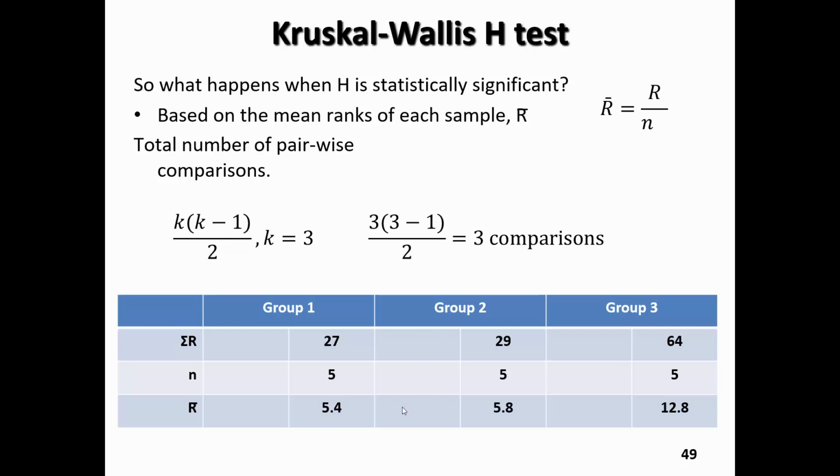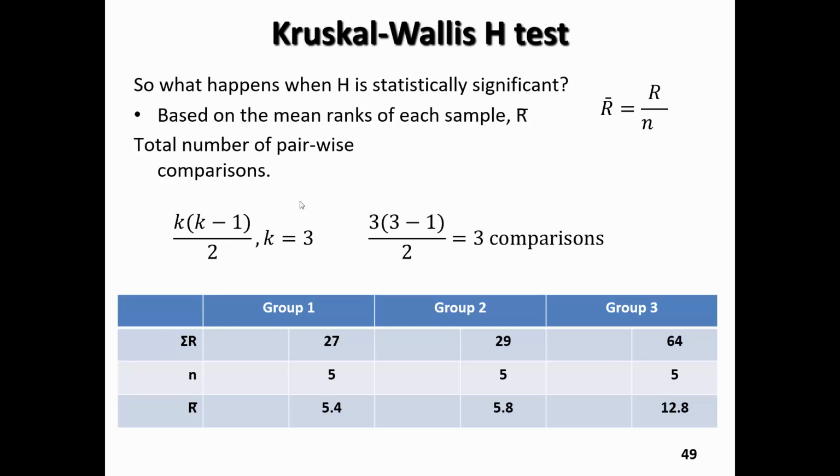And we see that here on the table on the bottom. This is an excerpt of the table from the previous video where our summed ranks for group 1 is 27, 29, and 64 respectively for groups 2 and 3. Each had the same sample size, giving us an average ranking, as you can see, of 5.4, 5.8, and 12.8.